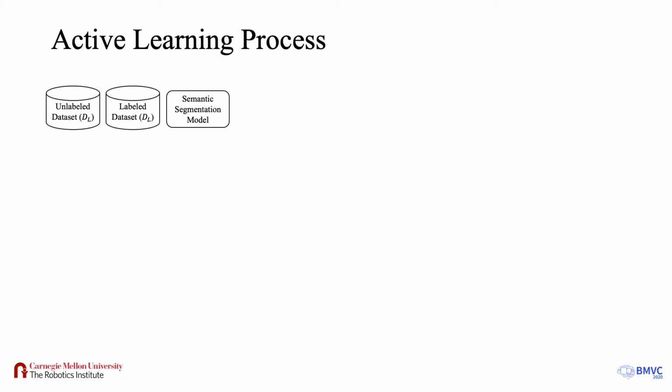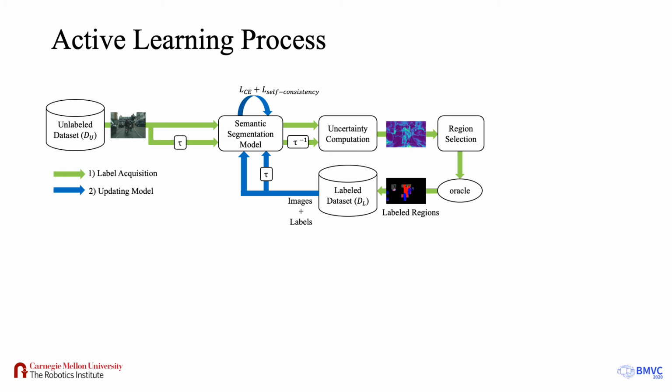At each iteration, our goal is to find the most informative unlabeled image patch to be labeled and added to the labeled dataset. The active learning process is repeated until the labeling budget is exhausted or until a certain model performance is reached. Our active learning process consists of two steps for each iteration: label acquisition and updating the semantic segmentation model. Let's walk through our algorithm.